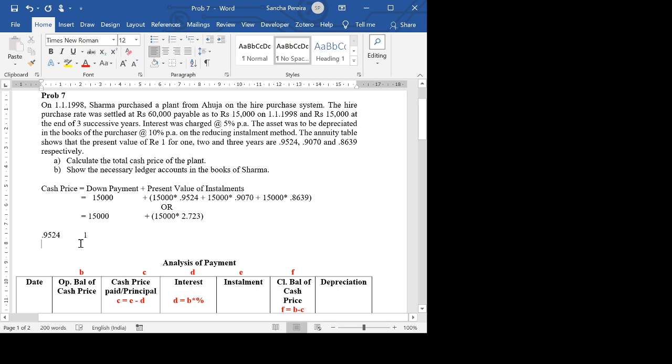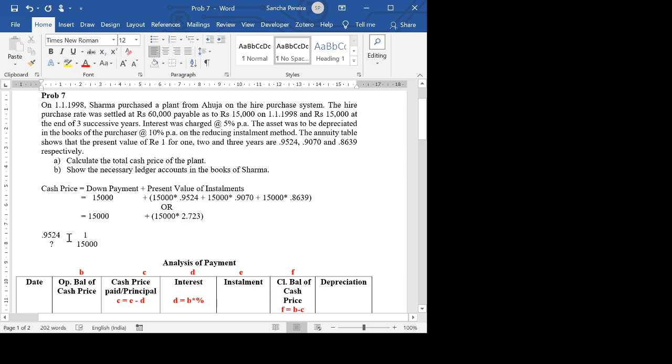So here what do we know? We know the future value. We don't know the current value. So we are trying to find the current value. So how will you get this equation? 15,000 into 0.9524 divided by 1. And this is how I got this.